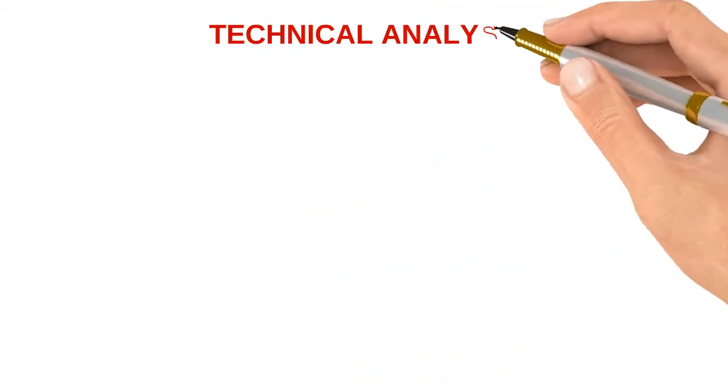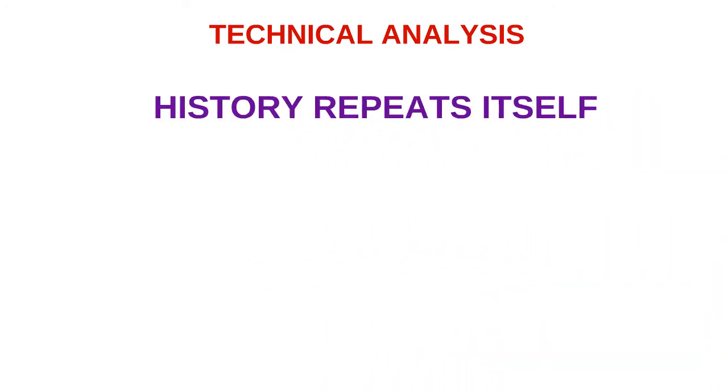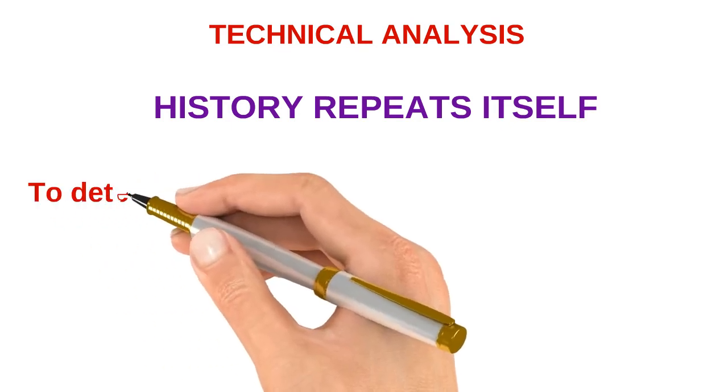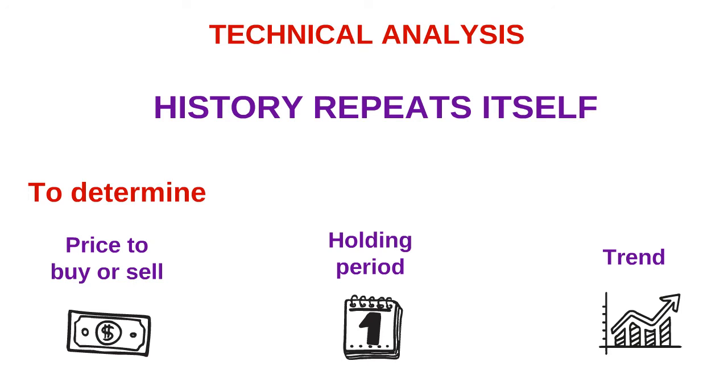Now, technical analysis. In technical analysis, no current events, no financial figures of a company, nothing is required. It just depends on one thing: history repeats itself. Yes, the past data in the share market is analyzed to predict the future. Technical analysis is used to determine the price to buy or sell a share, or to predict the direction of the market or the trend of the market. As I said, the only thing that matters is past trading data.